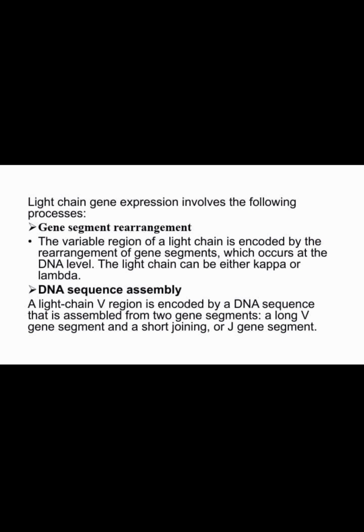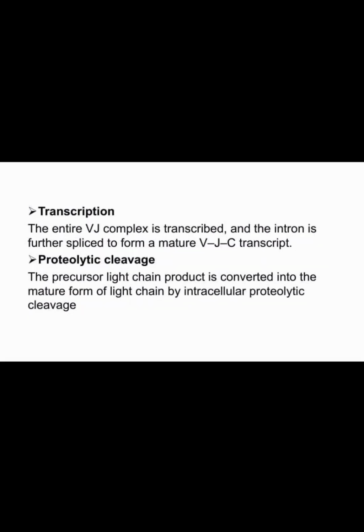The second is DNA sequence assembly. A light chain V region is encoded by a DNA sequence that is assembled from two gene segments, a long V gene segment and a short joining or J gene segment. And the third is transcription. The entire VJ complex is transcribed and the intron is spliced out to form a mature VJC transcript.